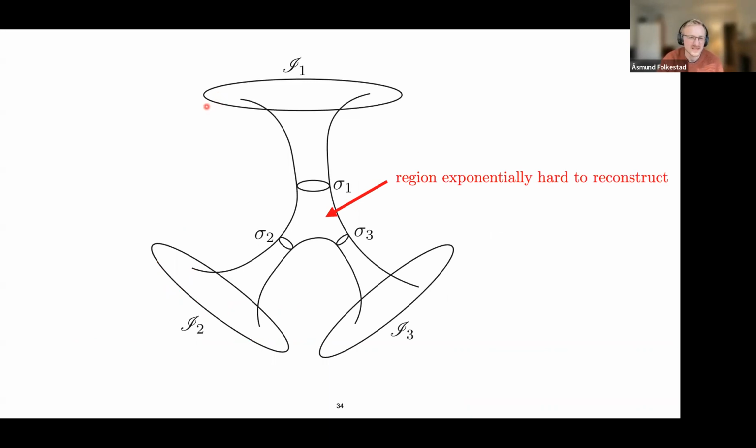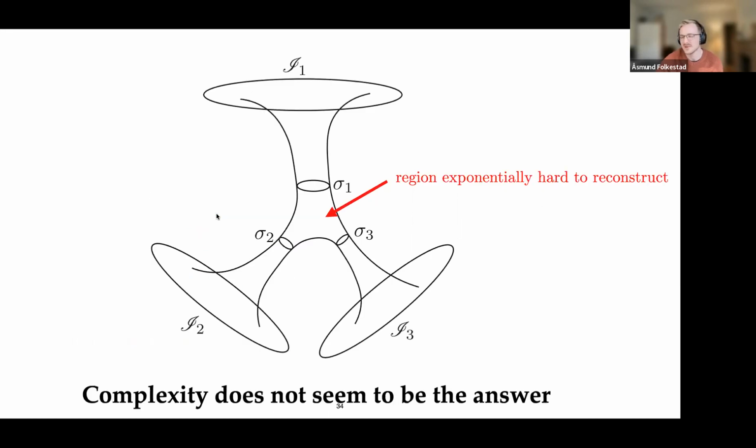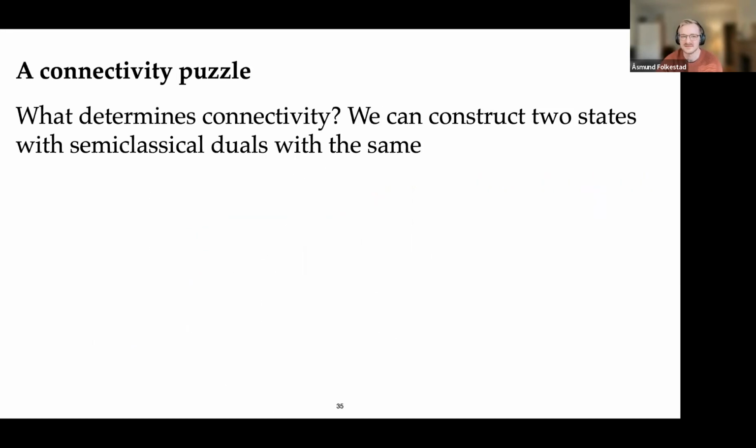And then if you consider, say, the time slice, the boundary region to just be the union of the boundary time slices out here at scry1, scry2, and scry3, then the union of sigma 1, sigma 2, and sigma 3 is a non-minimal QES. This region in the center here is exponentially hard to construct, but we're still connected, unlike the case here. So complexity doesn't seem to be the answer either.